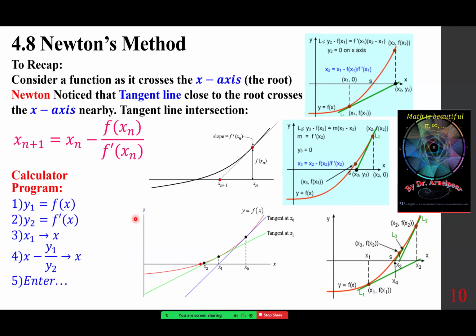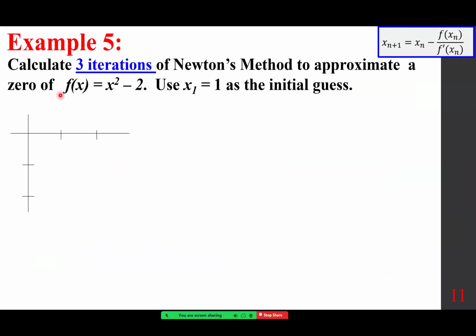However, if we end up with a situation where f prime is close to 0, that means if you have a horizontal tangent line or a tangent line which is close to horizontal, then this process fails. Okay, everybody, you have to use a different x sub 1 if you will.